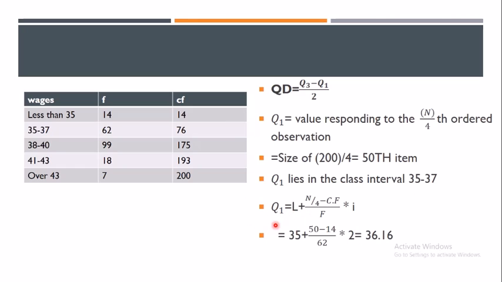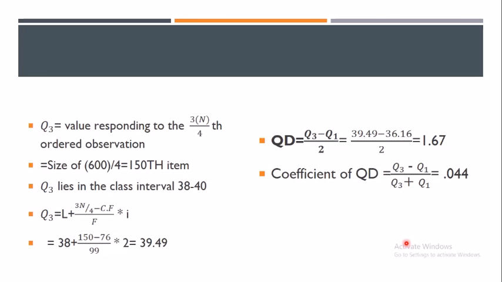So Q1 is equal to L plus (n by 4 minus cumulative frequency) divided by f, into i, where i is 2, f is the corresponding frequency of that particular class, that is 62, capital L is the lower limit, that is 35, and n by 4, I hope you know what is n by 4 by now, it is 50. Cumulative frequency is what? The cumulative frequency of the preceding class, that is 14, multiplied by 2, you will get 36.16. This is Q1. Now you have to find out Q3.